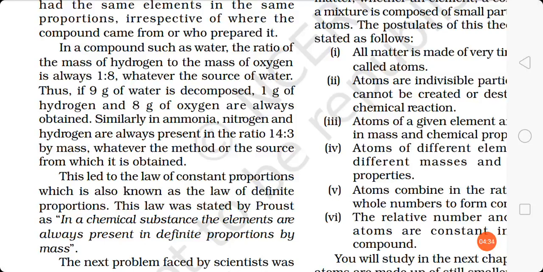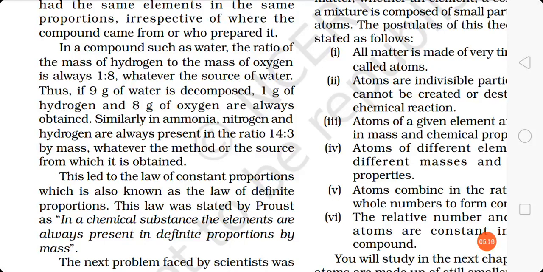Whatever the method or source from which the ammonia is obtained, that ratio would remain 14 is to 3 in case of ammonia, and ratio would remain 1 is to 8 in case of water. Okay, so this led to the law of constant proportion, which is also known as law of definite proportion. This law was given by Proust, the scientist Proust.